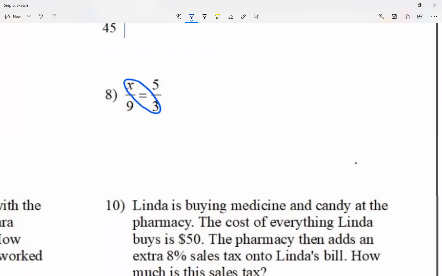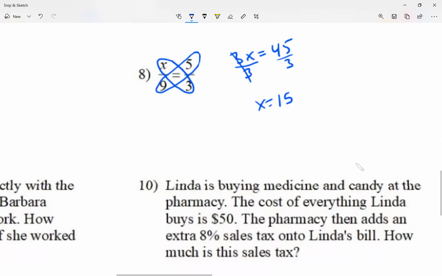X times 3 is going to be 3x. 5 times 9 is going to be 45. So 3x is equal to 45. Let me divide by 3. And I'm going to get x is equal to 15, right? 45 divided by 3 is 15. Let's take a look at question number 9.